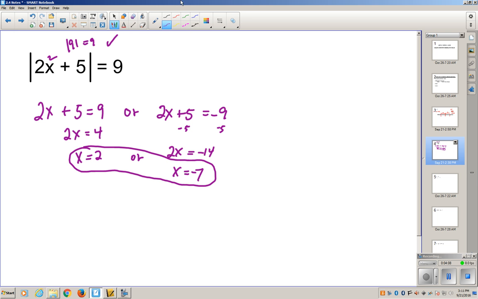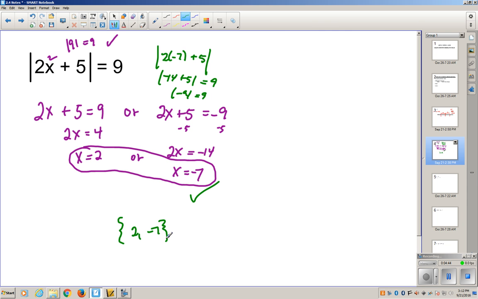Let's try -7. What's 2 times -7? Well, 2 times -7 is -14. What's -14 plus 5? -9, but what's the absolute value of -9? 9. And that is true. So both of those work. So these are your two solutions. X is 2 or -7. We're probably going to write it like this. Actually, this should probably be an and.